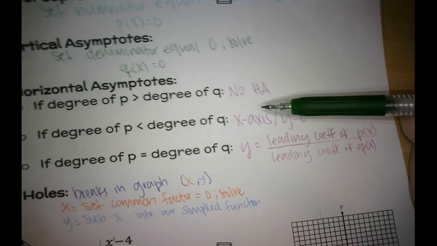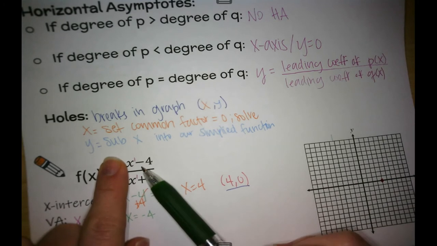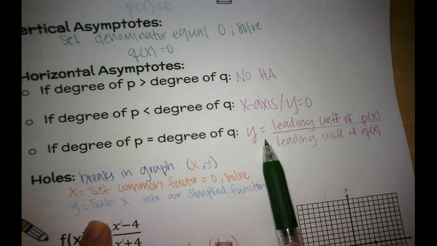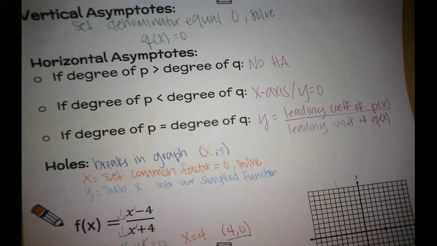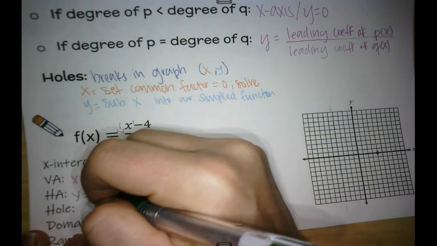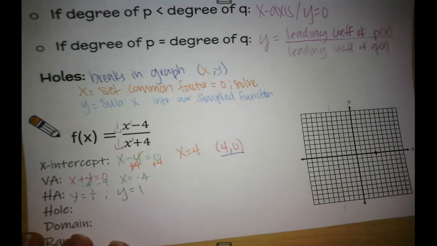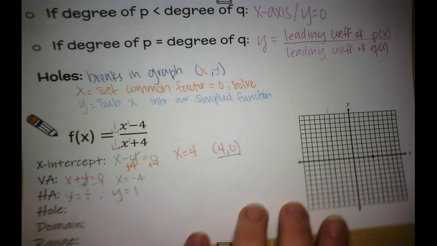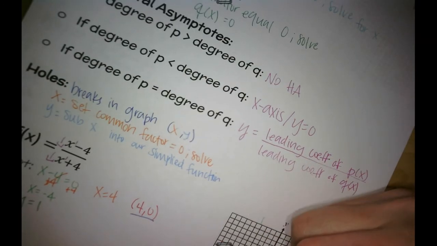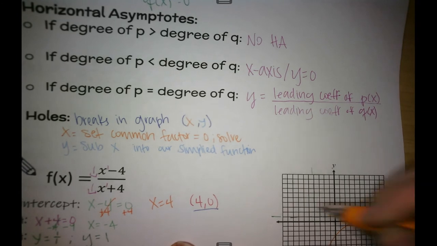Okay, our horizontal asymptote. This is the funny one, okay? So remember, we're looking first at the number exponent. They're the same, they equal. So then we want to put the leading coefficient of the top over the leading coefficient of the bottom. So we've got a horizontal asymptote at y equals 1. So y equals 1, we have this horizontal asymptote. And based on the graph we've already got, this is what it looks like.